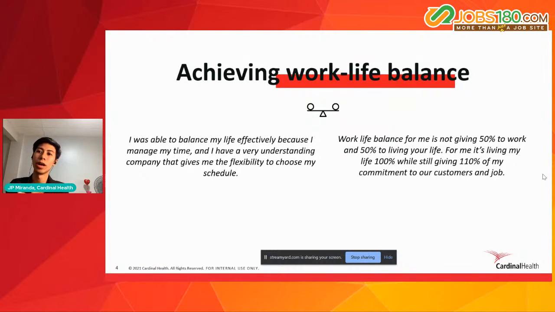I'd like to point out as well what work life balance means for me. As mentioned here in the PowerPoint presentation, work life balance is not giving 50% to work and 50% to living your life. For me, it's not considered a balance if I have to compromise something. So instead, what I want to give a meaning to the work life balance statement is for me, it's living my life at least 100% while still giving 110% of my commitment to our customers and job. And here in Cardinal Health, it's not just about work. It's actually so much more than that. And for me, it's growing where I'm planted.